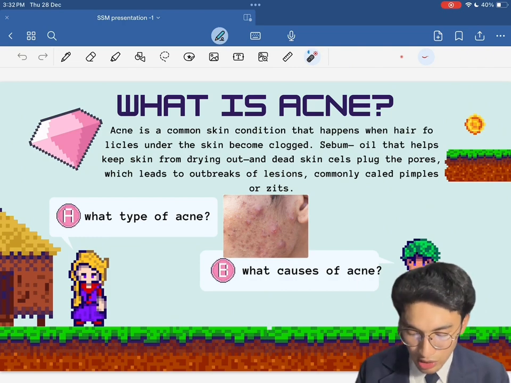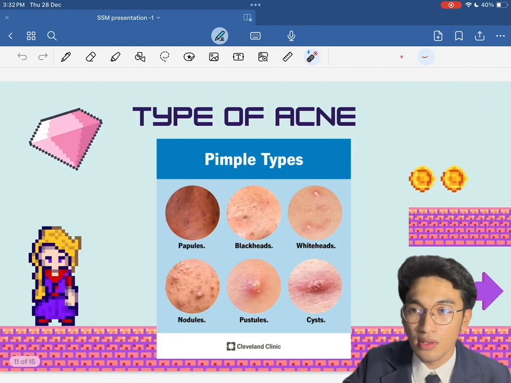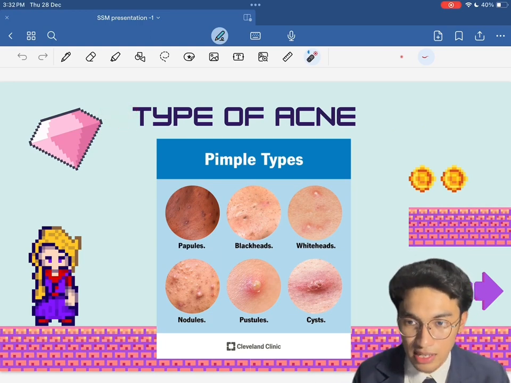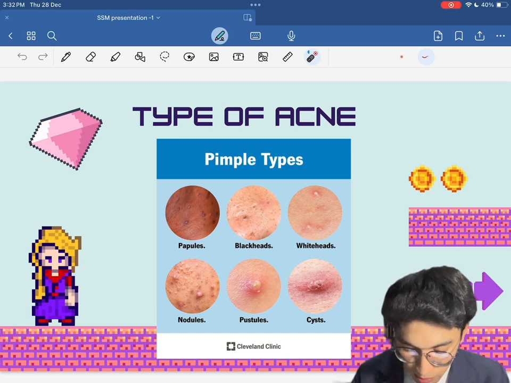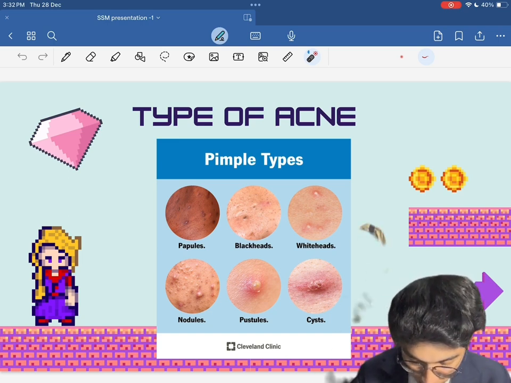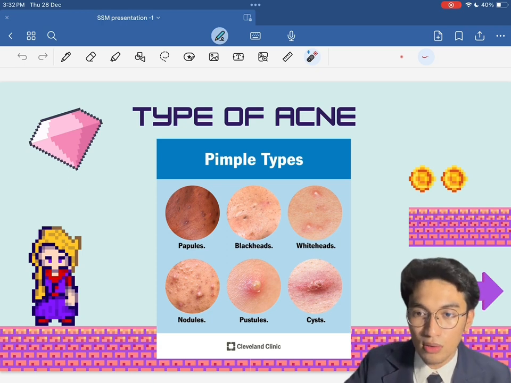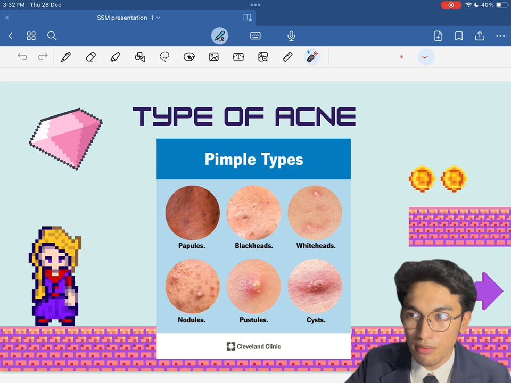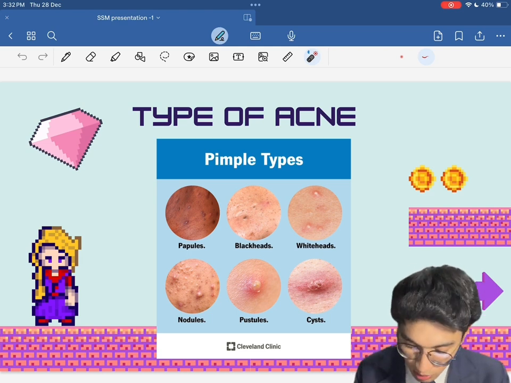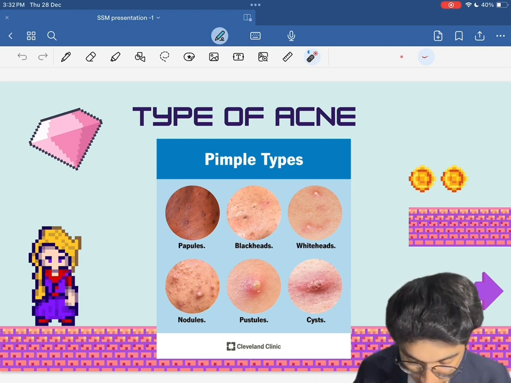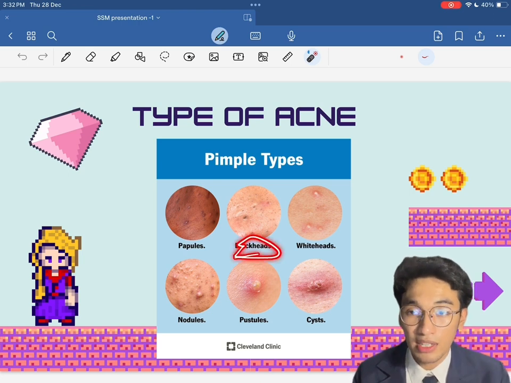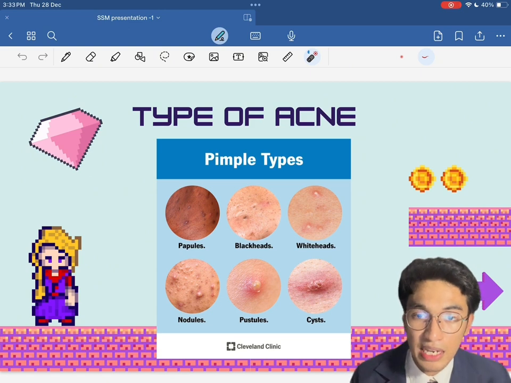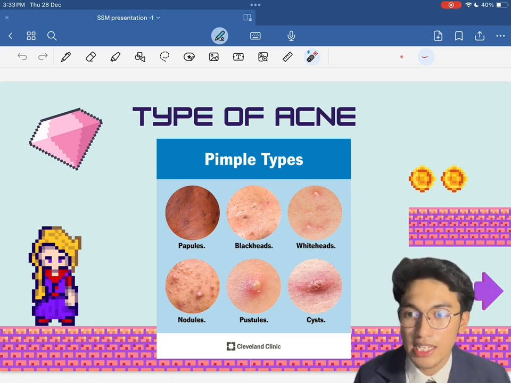So we continue with the types of acne. Actually, we have six types of acne: papules, blackheads, whiteheads, nodules, pustules, and cysts. We start with whiteheads. A whitehead is a plugged hair follicle that stays beneath the skin and produces a white bump. Next one is blackhead.